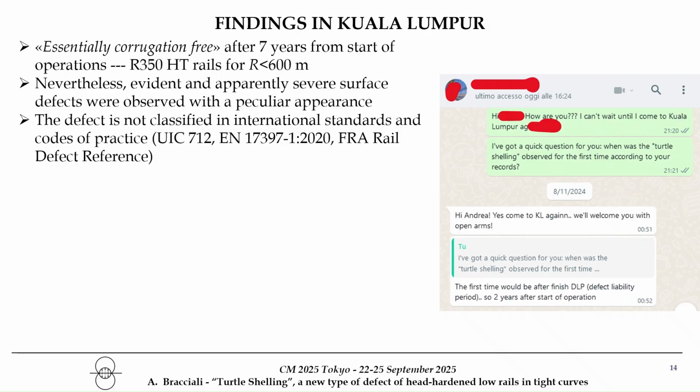I was surprised because I looked at all the existing codes, like the UIC 712 and the EN standard and the rail defect reference from our FRA, and that defect was not present anywhere. So I looked myself, I didn't have an idea of what it was. Anyway, I said, okay, if you call it turtle shelling, I will call it turtle shelling from now on. It's okay for me, I have no better name for that.